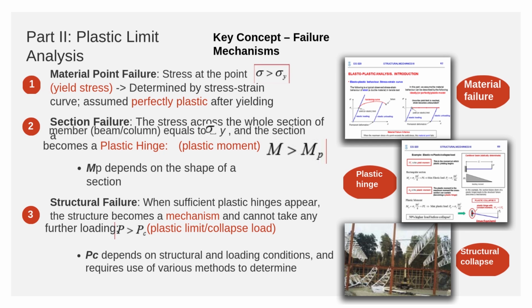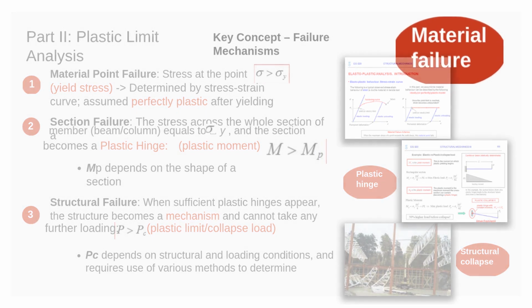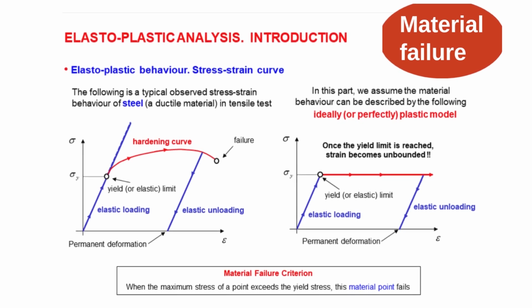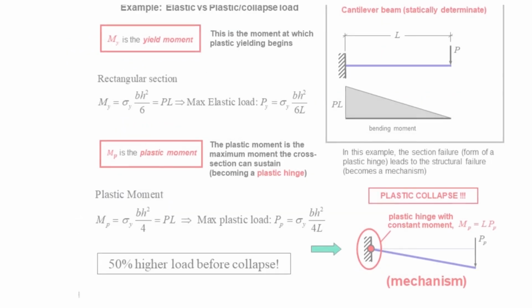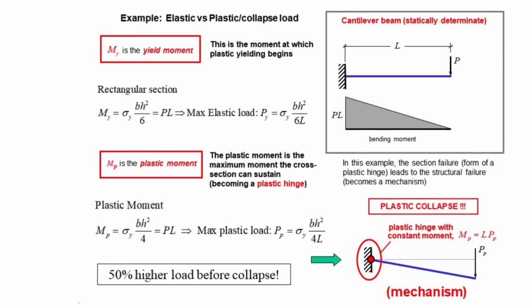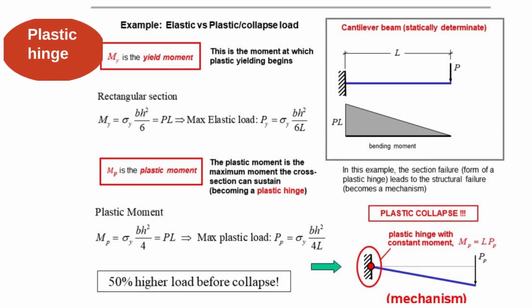Structural failure: when sufficient plastic hinges appear, the structure becomes a mechanism and cannot take any further loading; the load is greater than the plastic limit or collapse load. Collapse load or plastic limit depends on structural and loading conditions, and requires the use of various methods to determine. Plastic hinge, structural collapse. Key concepts: plastic hinge and moment for sections.